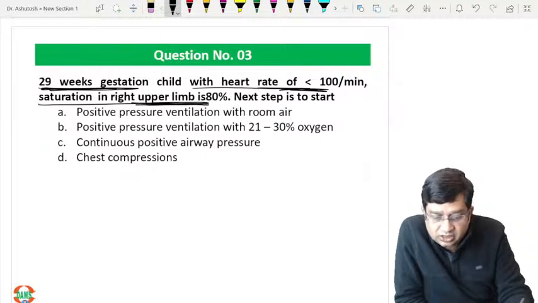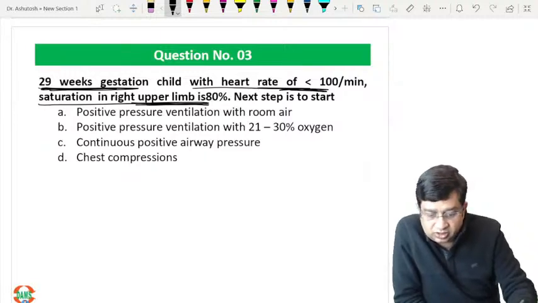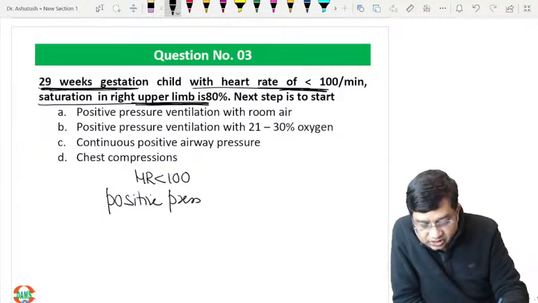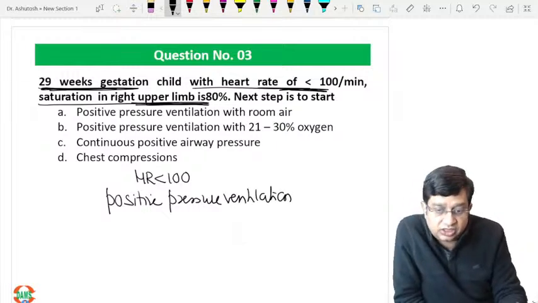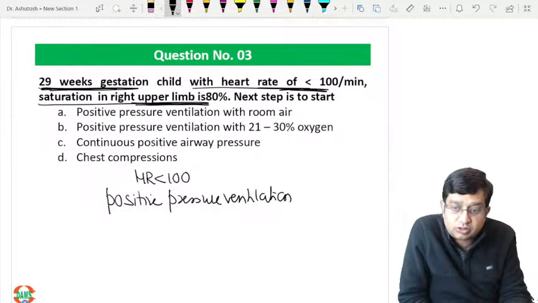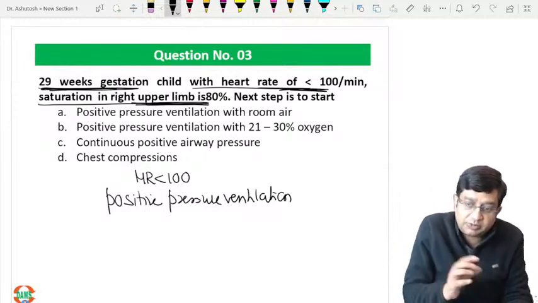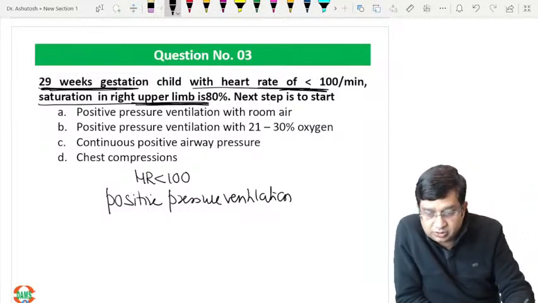So if we consider this question, heart rate less than 100 is an indication to start positive pressure ventilation. It is an indication to start positive pressure ventilation. देखिए एग्जैक्ट लैंग्वेज तो सेम नहीं हो सकती, बट आई होप द सेम फीलिंग शुड बी देयर, मतलब एग्जैक्टली जो पूछा गया था उसकी बात करें.